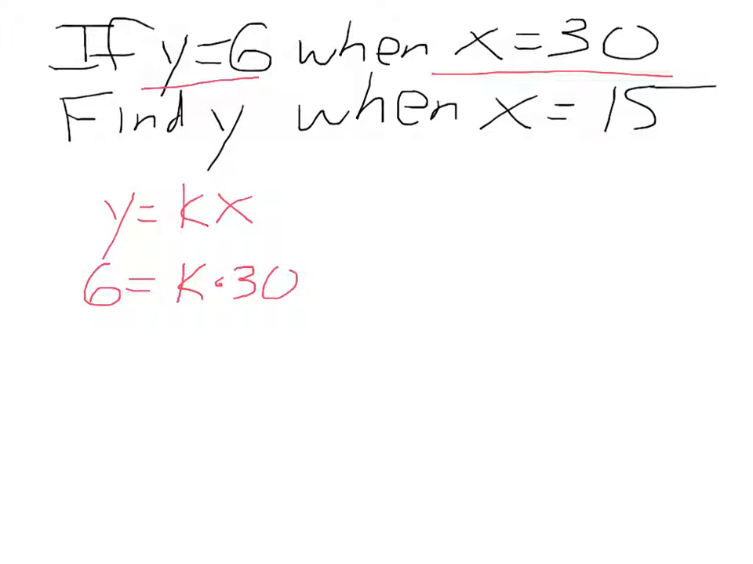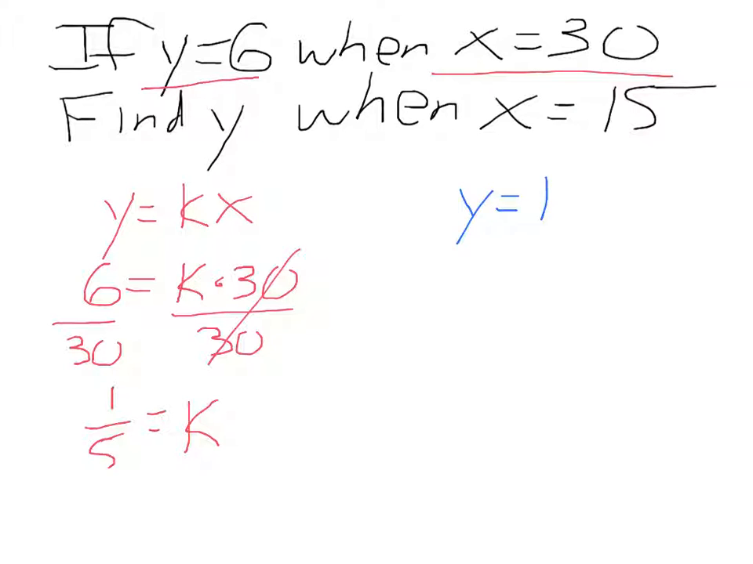Okay, how do I solve for k? Divide both sides by 30. Good. Divide both sides by 30. And so what is k? K is 1/5. Now I want to find what y is. So should I use y equals kx again? Yeah. I use y equals kx, but this time, do I know what y is?